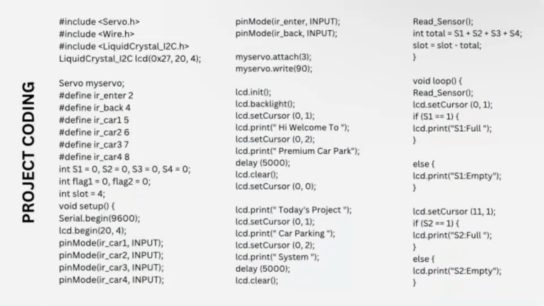This is our project coding. It will show a part of the LCD that we use, a part of the coding of IR sensor, servo motor, a number of connector jumper wire, a number of delay, and the word for LCD print.